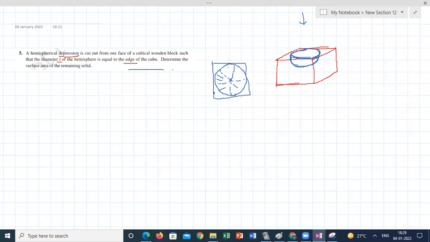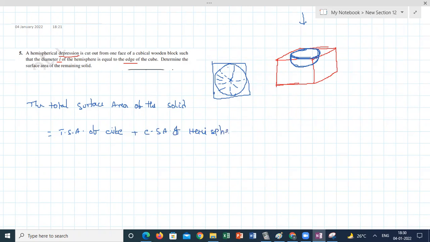So here a new surface was formed, and you have to remove this circle surface, because the total surface area of the solid is equal to TSA of the cube plus CSA of the hemisphere, but this part is not visible, only the curved surface is visible and this is removed, minus the base of the sphere.